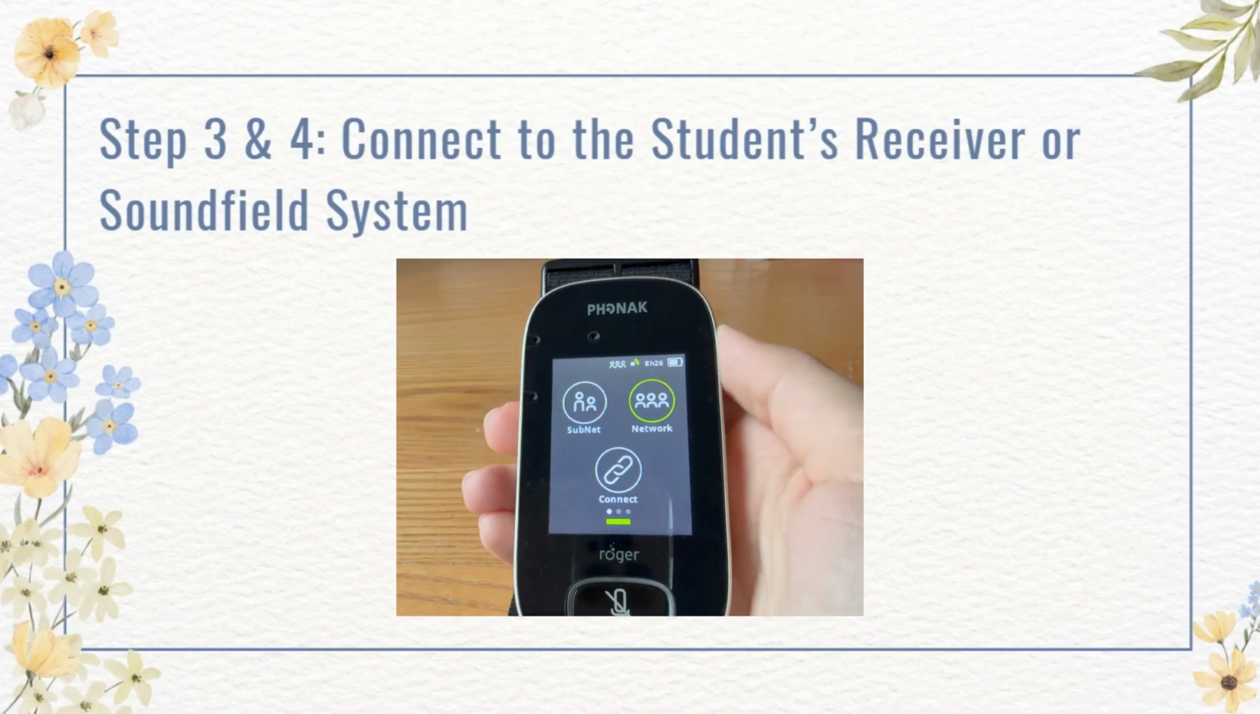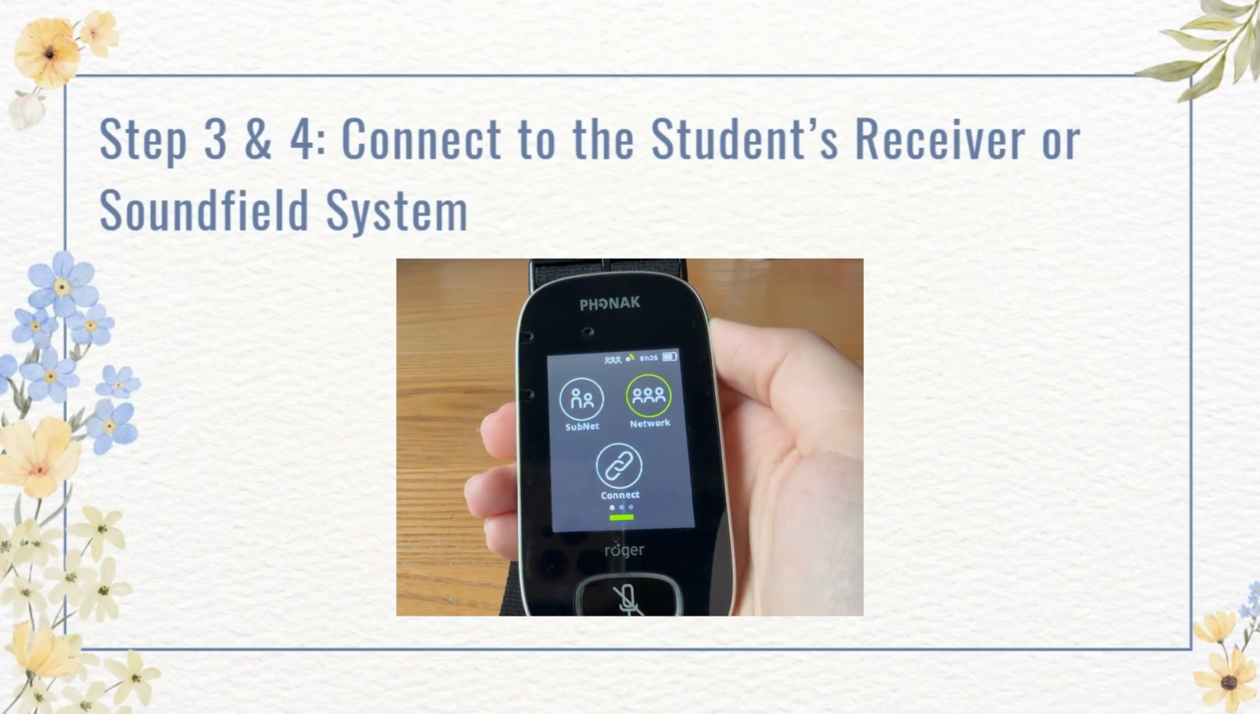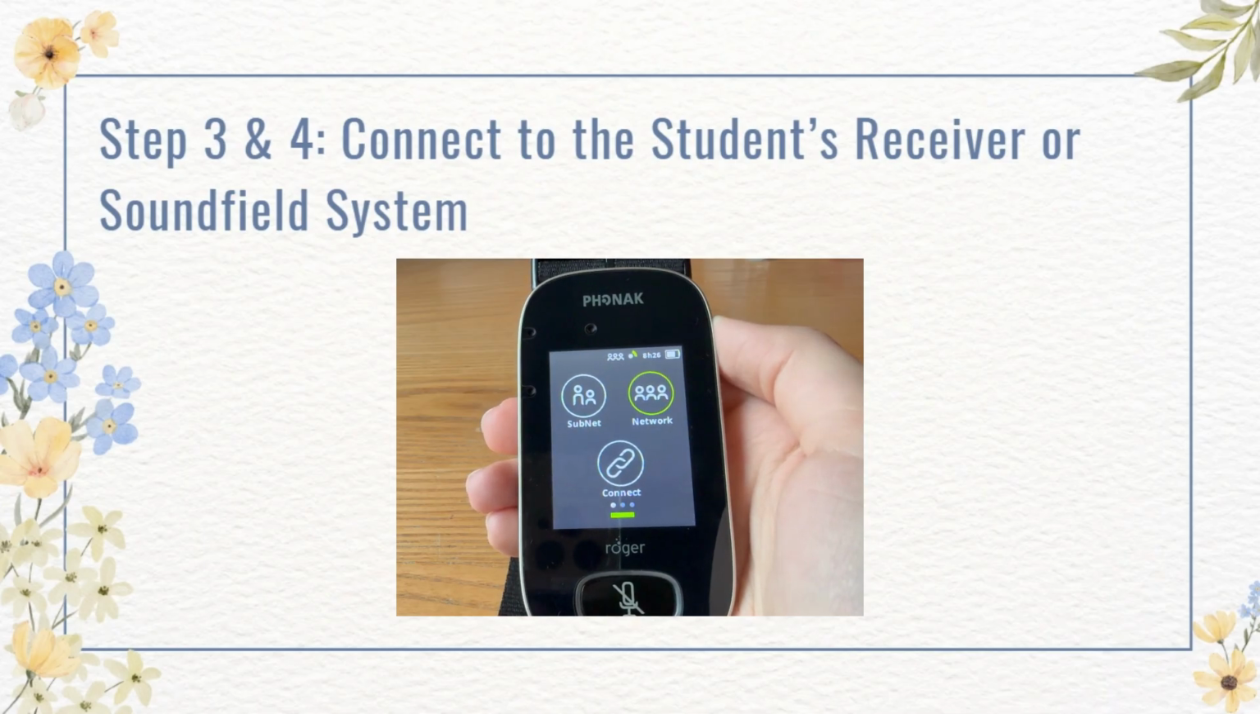So step four, if there is a Roger sound field, a Roger sound field is the speakers in a classroom that can connect to the Roger touchscreen mic or other Roger handheld mics. This device is helpful if the entire class needs clarity during lessons. So you're going to connect it the same way.